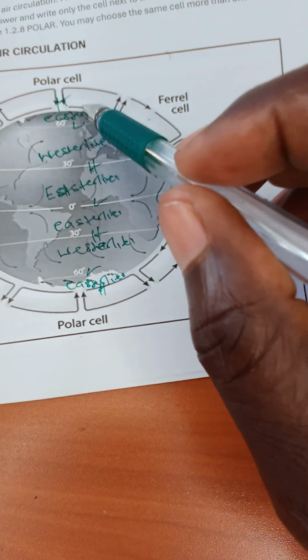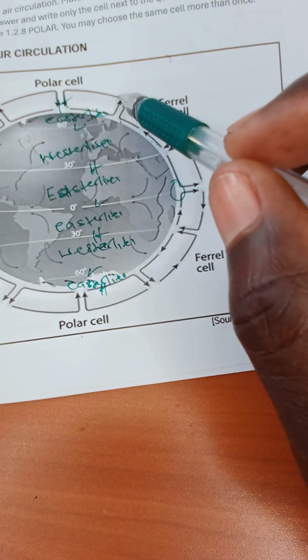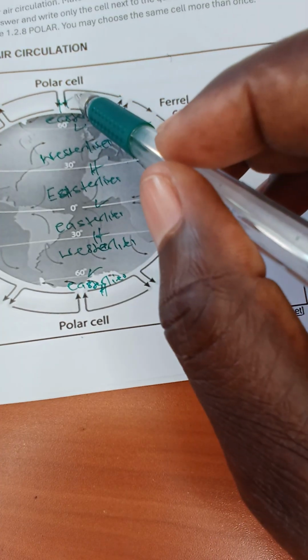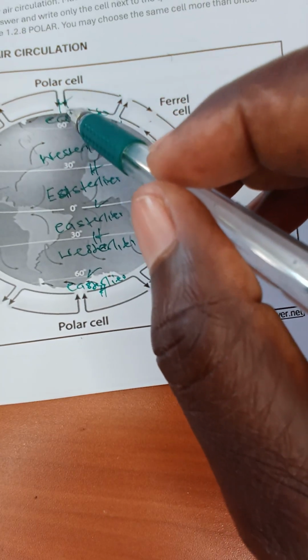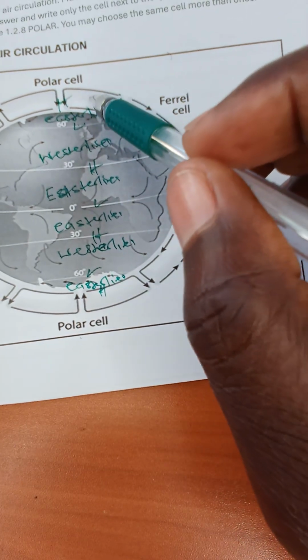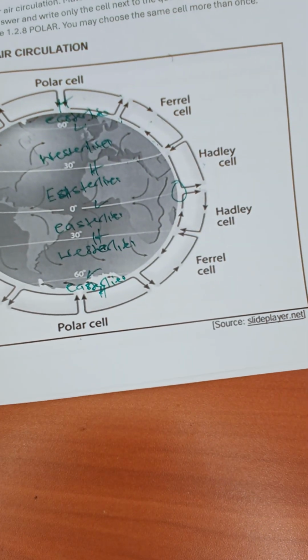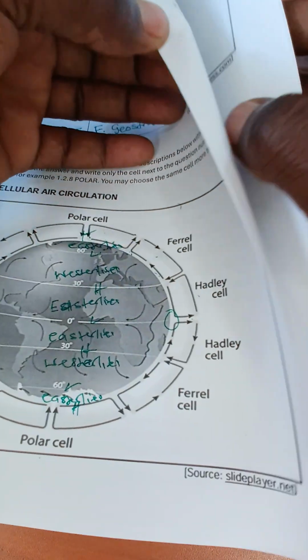Same applies with your polar cell. What happens? This is the polar cell now. It rises at the subpolar low. You can see as it rises, before it reaches the tropopause, what happens? It diverges. Then when it reaches 90 degrees north, what does it do? It sinks again, forming a polar cell. So this is a polar cell, this is a Ferrell cell, this is a Hadley cell. These are the tricellular air circulation that we have. Let's go to the question now so that we can answer.